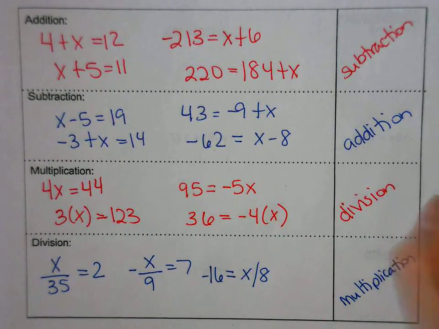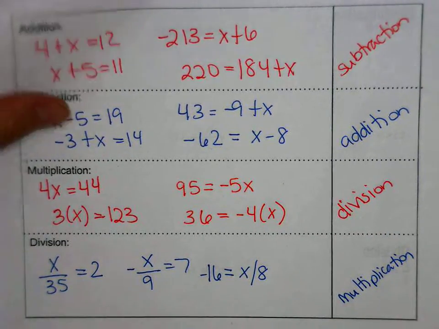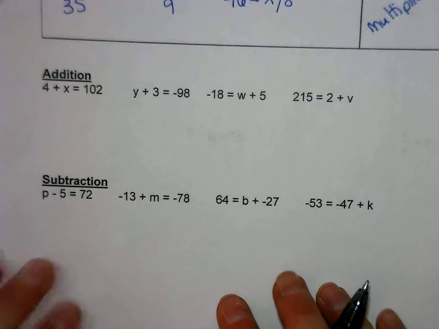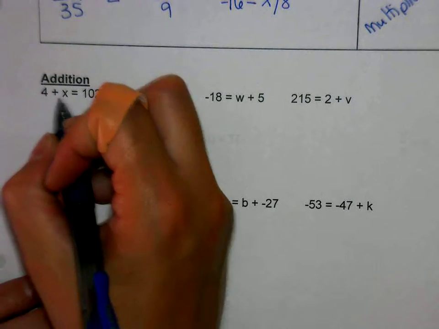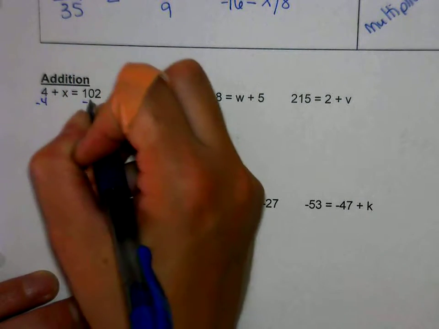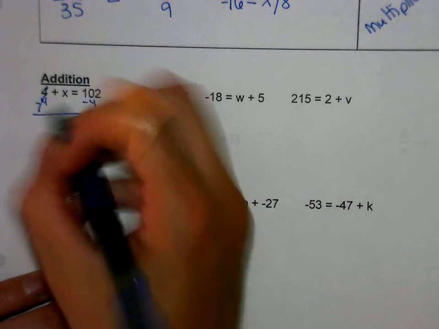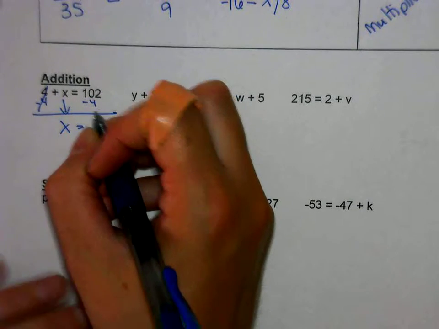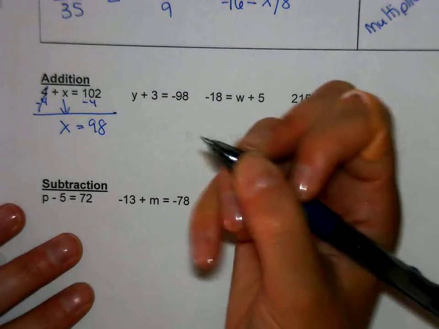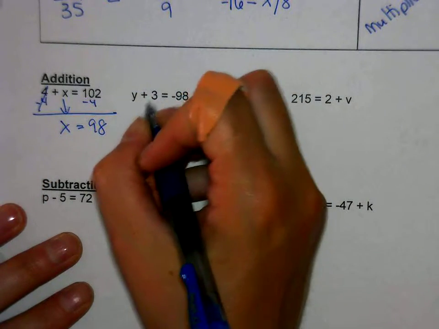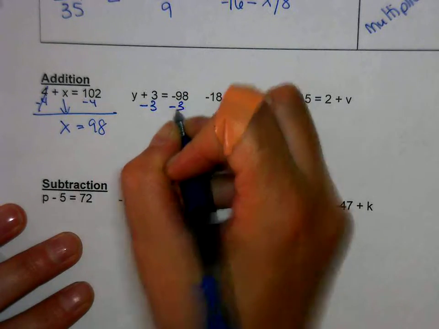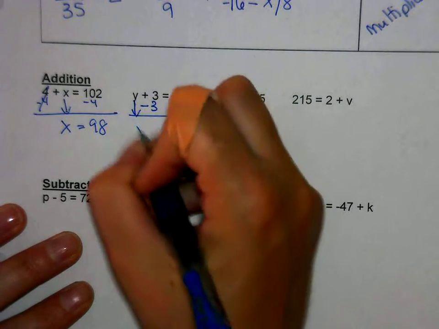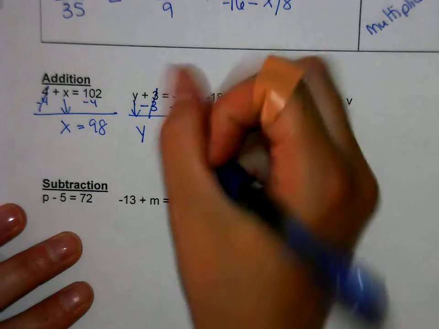So addition. We are adding 4 to x, so the opposite would be to subtract 4. 4 minus 4 is 0. Bring down our x. 102 minus 4 is 98. So now we're adding 3. So since we're adding 3, we're going to subtract 3 to both sides. Bring down our y. 3 minus 3 is 0. They cancel out. Negative 98 minus 3 is negative 101.